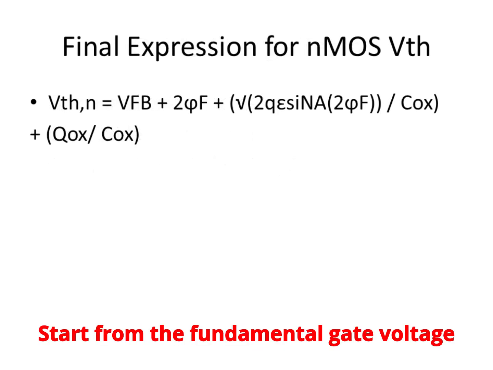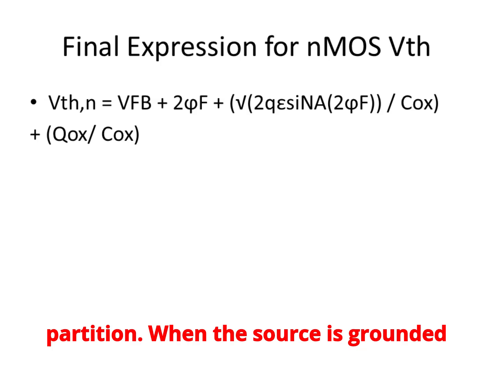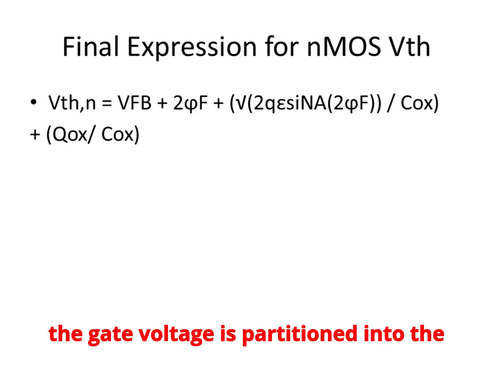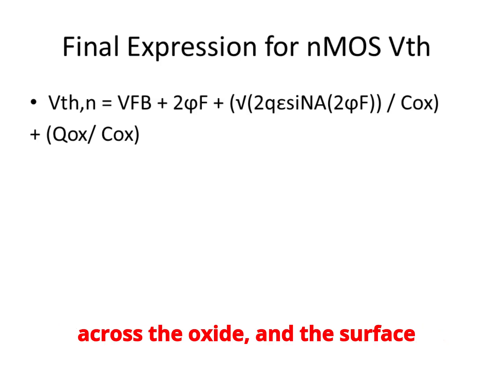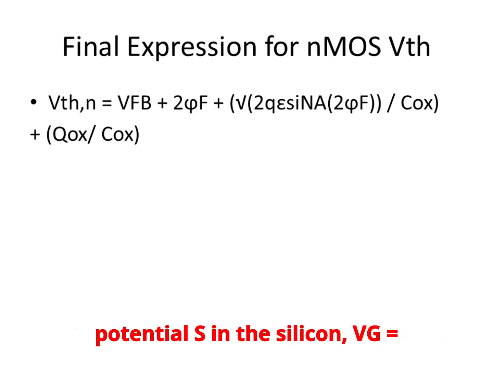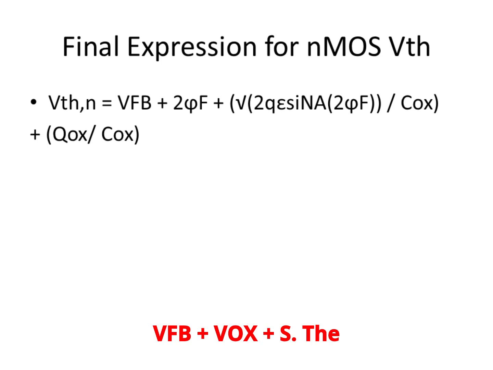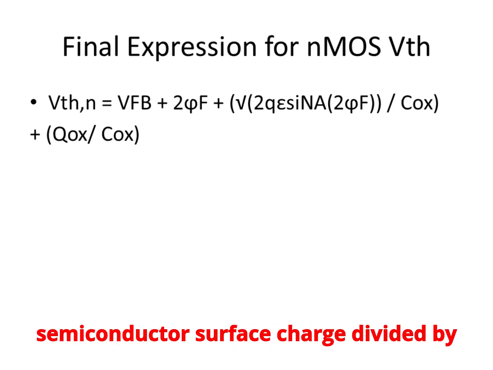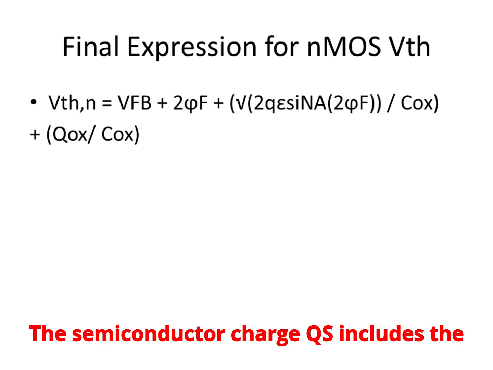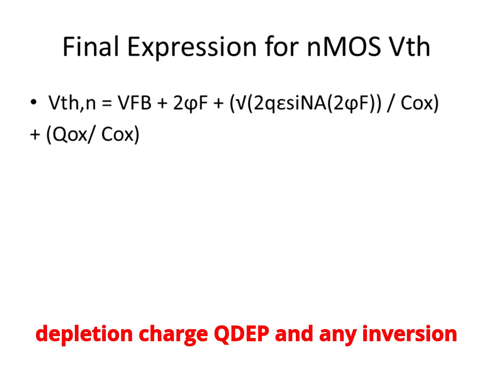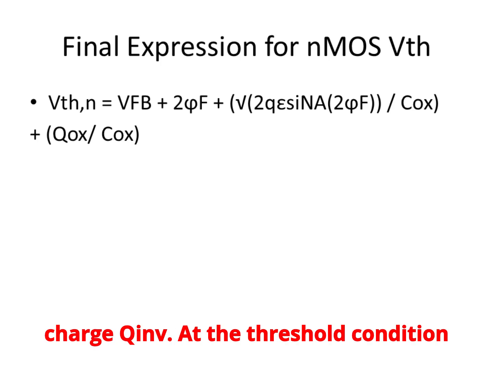Start from the fundamental gate voltage partition. When the source is grounded, the gate voltage is partitioned into the flat band term, the oxide voltage VOX across the oxide, and the surface potential ψS in the silicon: Vg equals VFB plus VOX plus ψS. The oxide voltage VOX equals the semiconductor surface charge divided by COX, VOX equals QS/COX. The semiconductor charge QS includes the depletion charge QDEP and any inversion charge QINV.